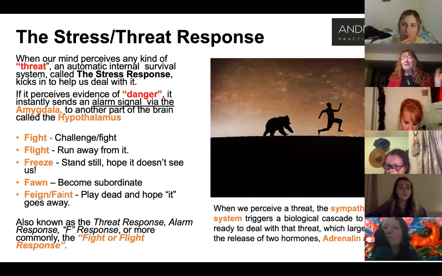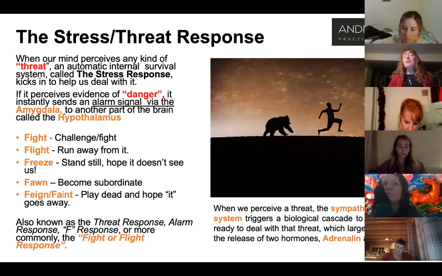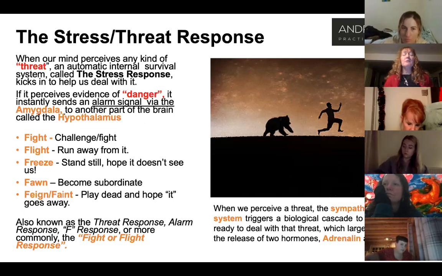It's like the monkeys are very nervous, okay? So think of your monkeys as the stress response. They perceive what they think is danger, and they send an alarm signal out to the amygdala, the part of your brain that triggers the fight or flight response, which I'll go into in a little more detail in a moment.